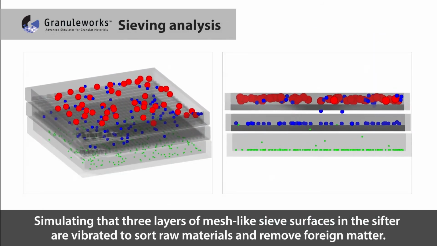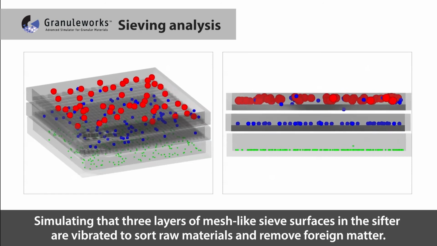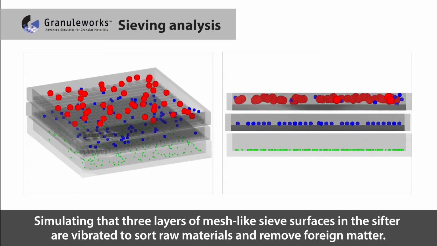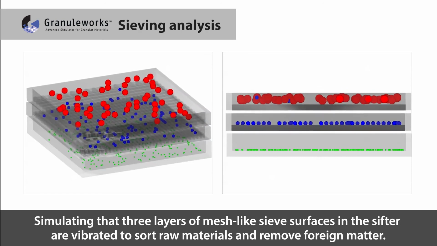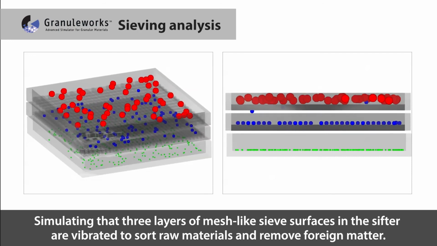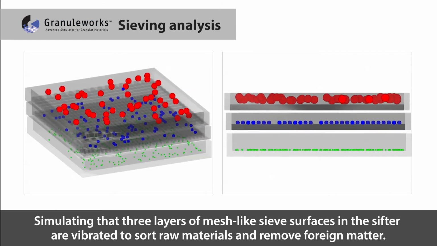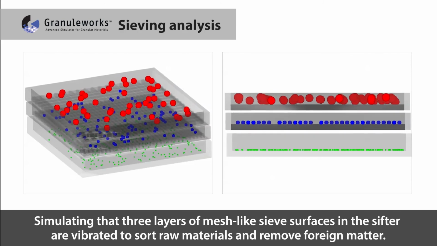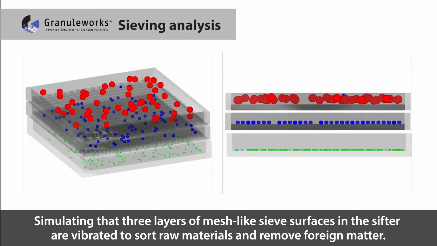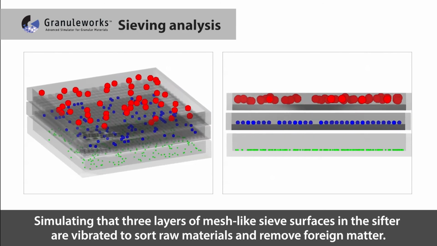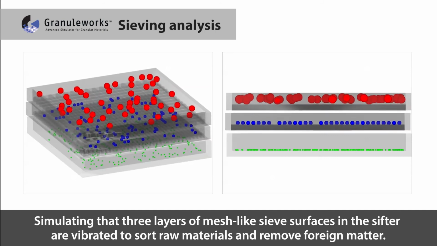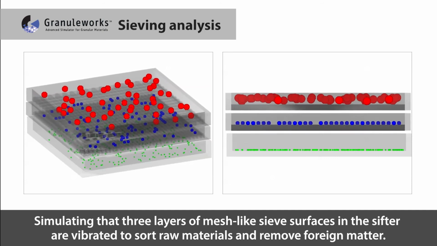Sieving analysis. The three layers of mesh-like sieve surfaces in the sifter are vibrated horizontally and vertically diagonally by a motor and vibrating body to sort raw materials and remove foreign matter. We confirmed that the different size particles being color-coded are separated on each sieve surface, and the size of the remaining particles is divided according to the tier.